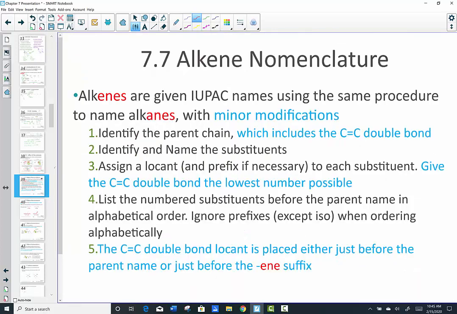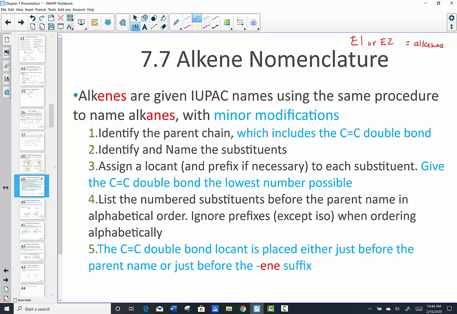All right, so we can see that elimination reactions form alkenes. And so next section, we're provided an opportunity to review some nomenclature, alkene nomenclature. So since the product of an elimination, I don't care if it's E1 or E2, produces alkenes, let's review the nomenclature of properly naming double bonded compounds. Alkenes are given IUPAC names using the same procedure to name alkanes, but with a few minor modifications.